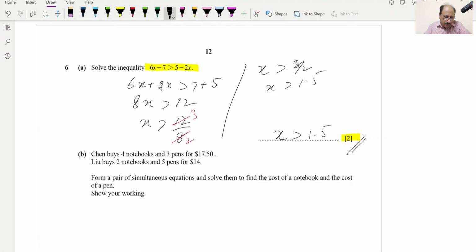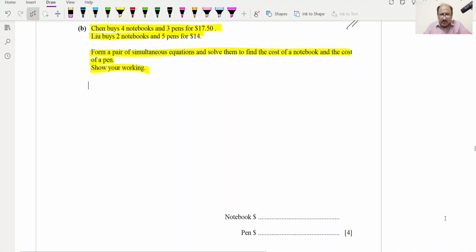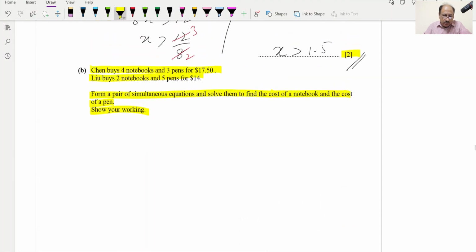2 marks part. B part, Chen buys 4 notebooks and 3 pens for 17.50. Liu buys 2 notebooks and 5 pens for $14. Form a pair of simultaneous equations and solve them to find the cost of the notebook and the cost of the pen. Show your working. And this question is 4 marks, a simultaneous equation question.